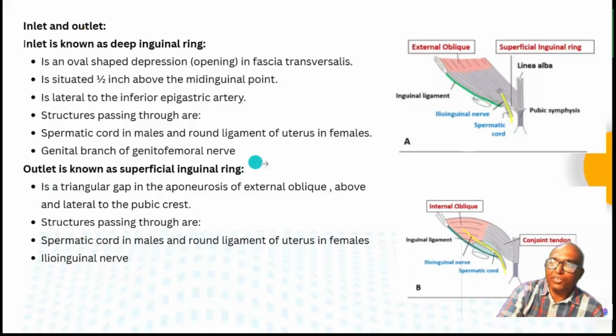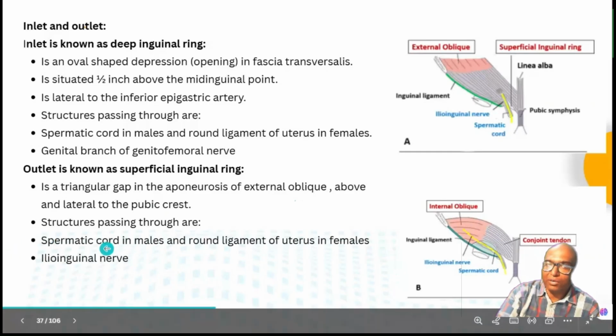The outlet is known as the superficial inguinal ring. So here is the superficial inguinal ring. It is a triangular gap in the external oblique aponeurosis. That triangular gap forms the superficial inguinal ring, above and lateral to the pubic crest. Structures passing through are the spermatic cord in males, round ligament in females, and ilioinguinal nerve.